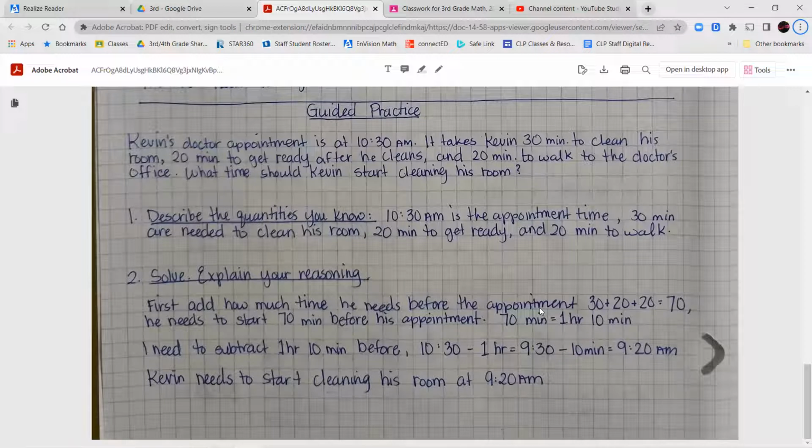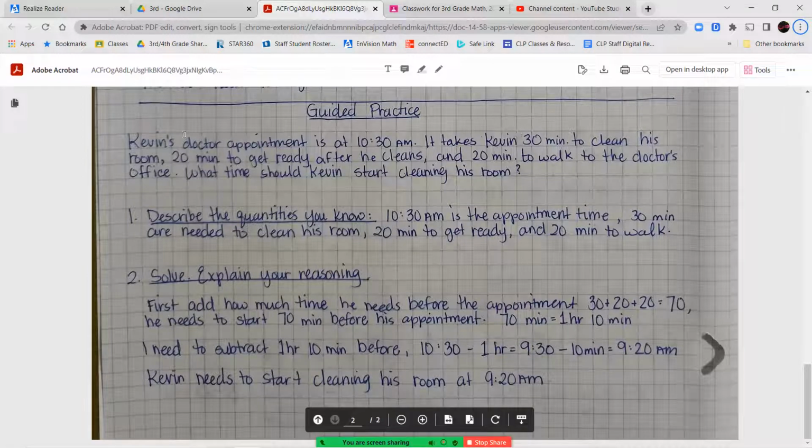Let's go ahead and look at our guided practice. It said Kevin's doctor appointment is at 10:30 a.m. It takes Kevin 30 minutes to clean his room, 20 minutes to get ready after he cleans, and 20 minutes to walk to the doctor's office. What time should Kevin start cleaning his room?